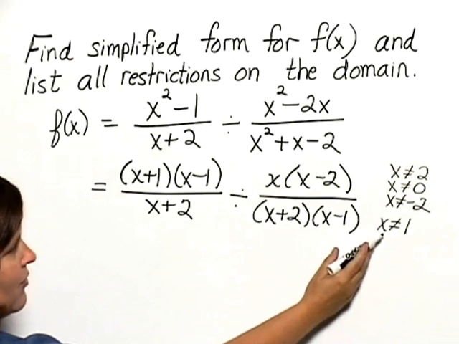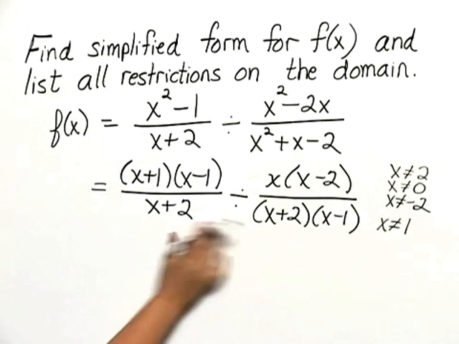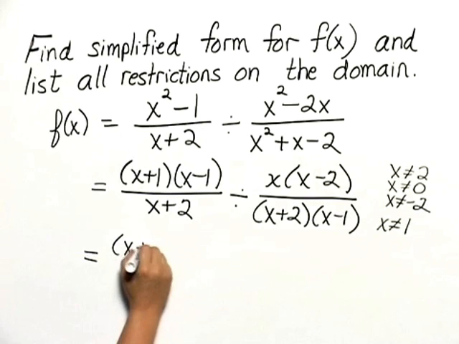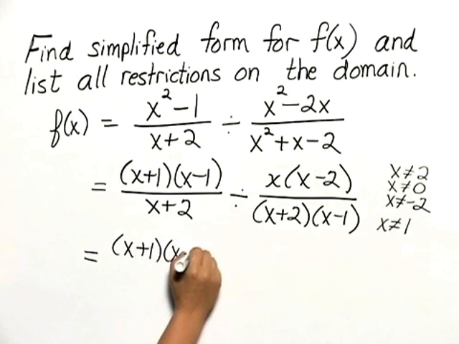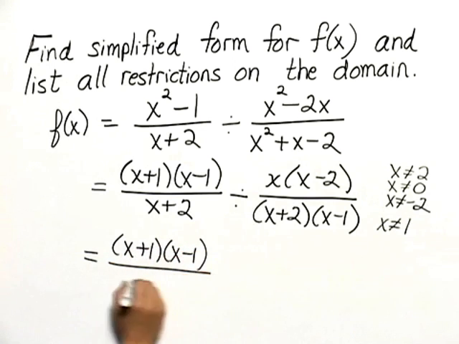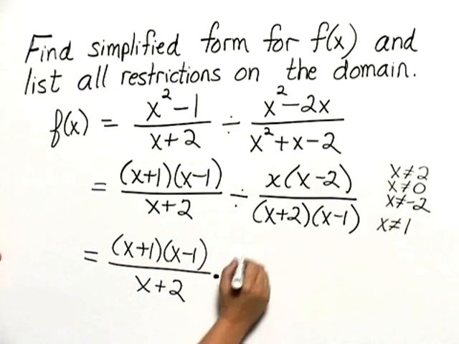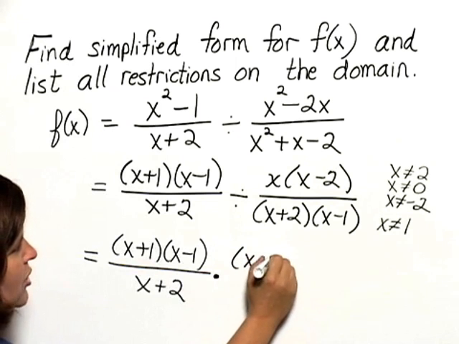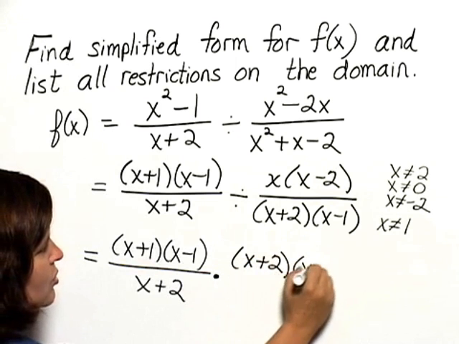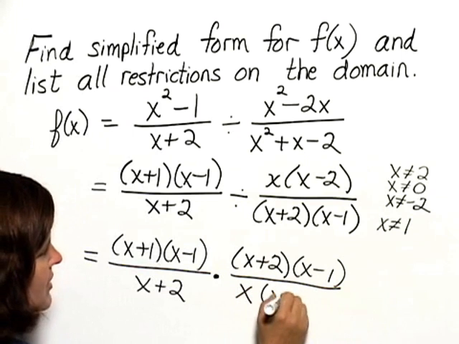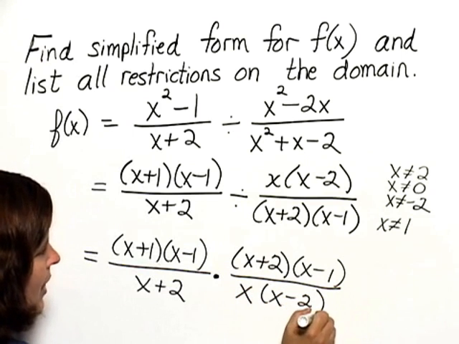Keeping that in mind for the end, we will now do this division by multiplying by the reciprocal of the divisor, which is the second rational expression. We write our first rational expression times the reciprocal of the second rational expression. That would be x plus 2 over x minus 1, over x times x minus 2.